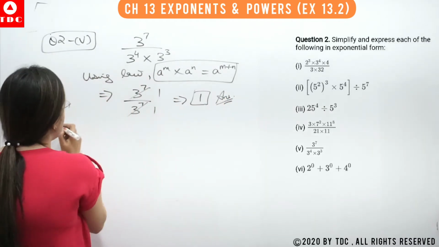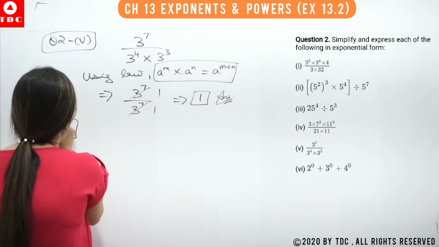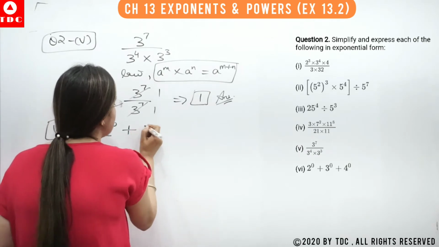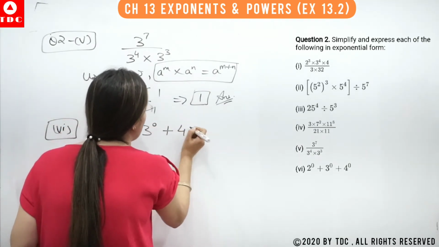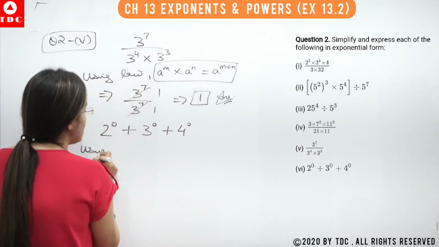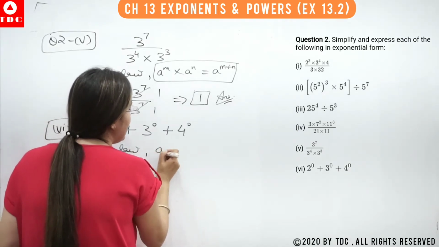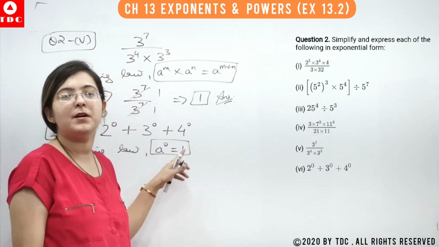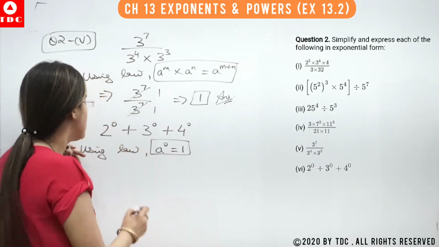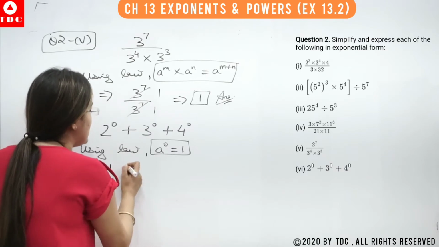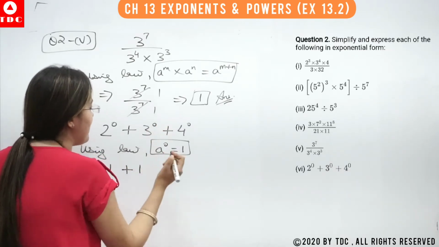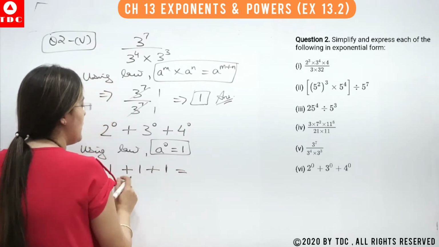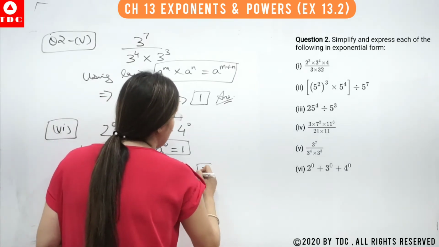Okay, now see the next part. It is given that 2 to the power 0 plus 3 to the power 0 plus 4 to the power 0. We know this law, students, that any number to the power 0 is 1. Any number whose power is 0 is 1. So what will we write? 2 to the power 0 is 1 plus 3 to the power 0 is 1 plus 4 to the power 0 is 1. So 1 plus 1 plus 1, 3 is your final answer.